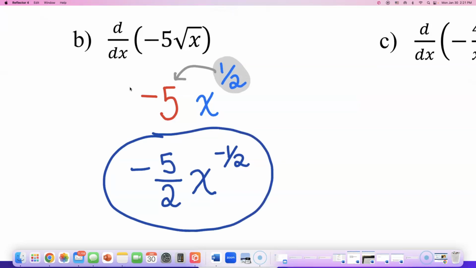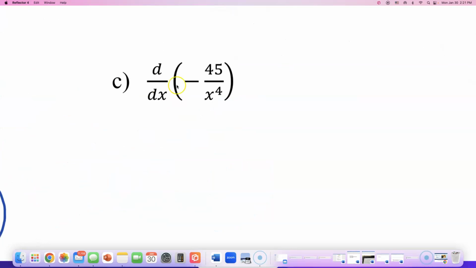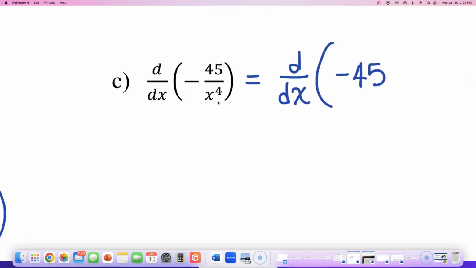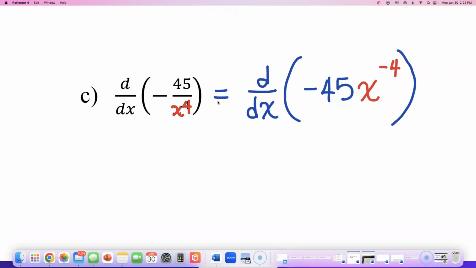All right, let's see the next one. Ooh, now the x is in the bottom of the fraction, right? So let's bring it up first. So this is the same thing as taking the derivative of -45 times, now look at this. I'm trying to rewrite this x to the 4th power that was in the bottom of the fraction. Write that as x to the -4th power, but no longer in the bottom of the fraction, okay? Now let's use the power rule. Bring this -4 down to the front. You're going to multiply this -4 by -45.